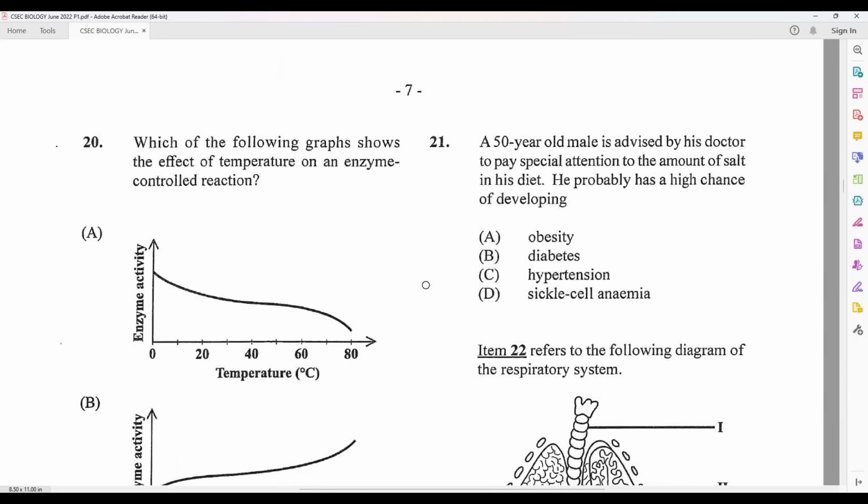Question 21. A 50-year-old male is advised by his doctor to pay special attention to the amount of salt in his diet. He probably has a high chance of developing hypertension, which is high blood pressure caused by salt.